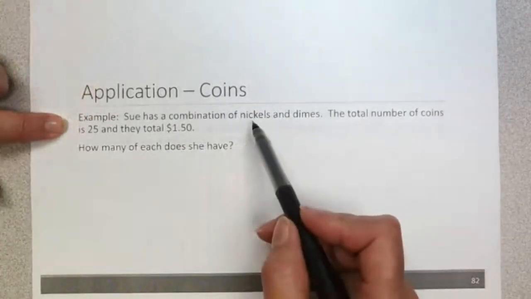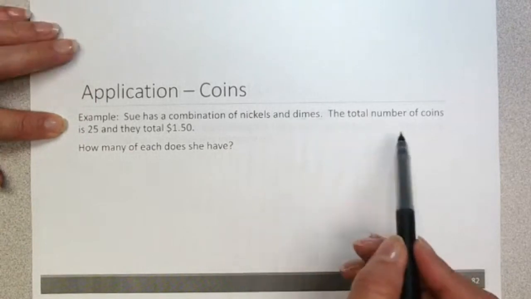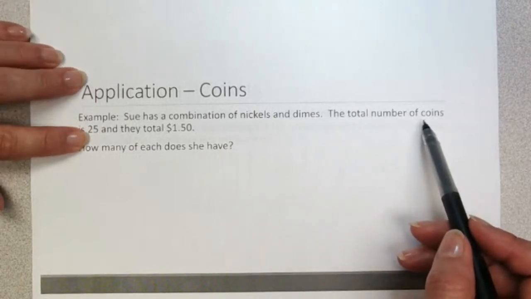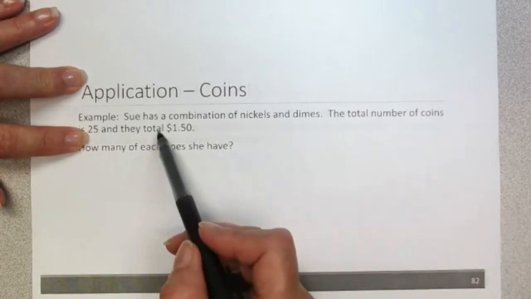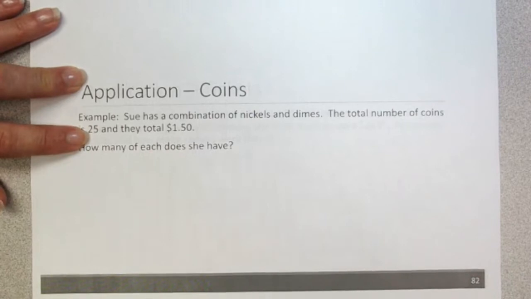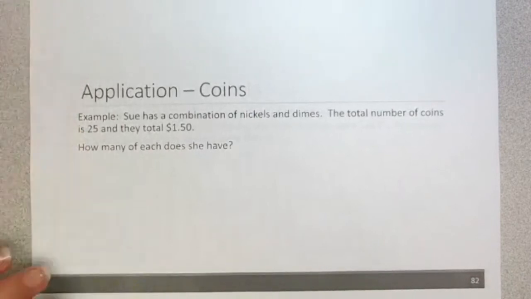Here in this example, Sue has a combination of nickels and dimes. The total number of coins that she has is 25, and their value totals $1.50. How many of each coin does she have?